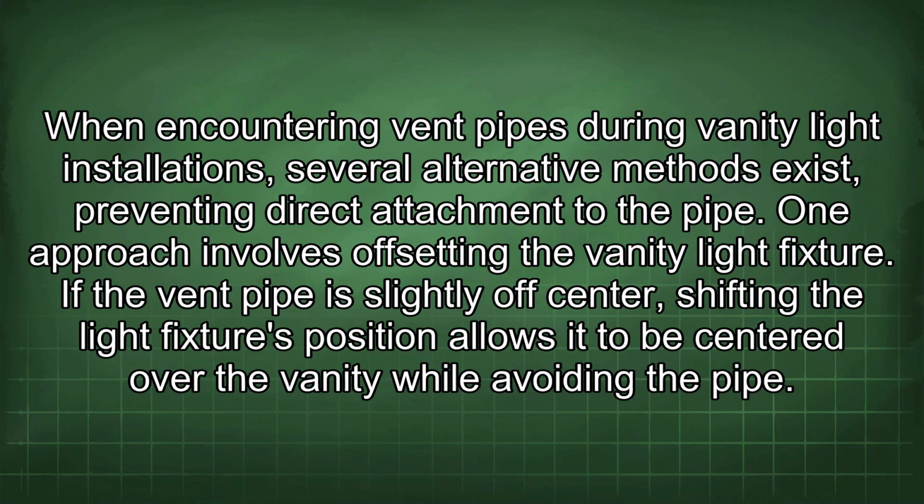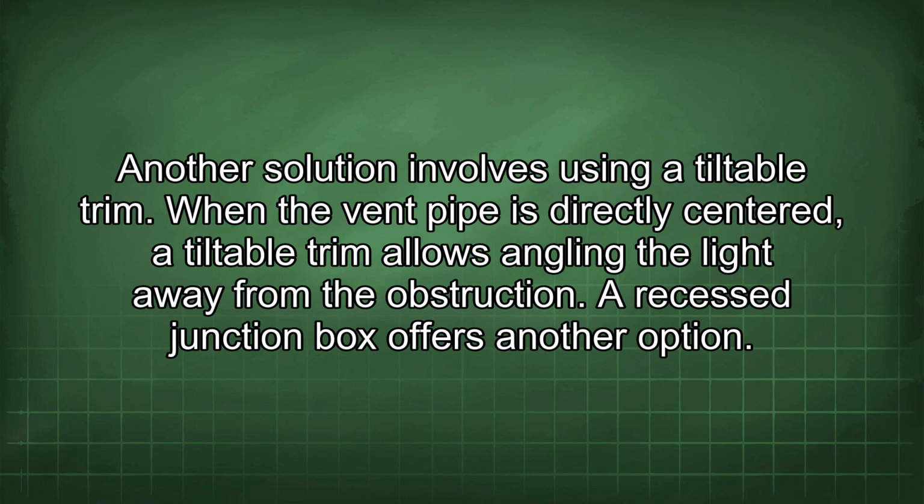When encountering vent pipes during vanity light installations, several alternative methods exist, preventing direct attachment to the pipe. One approach involves offsetting the vanity light fixture. If the vent pipe is slightly off-center, shifting the light fixture's position allows it to be centered over the vanity while avoiding the pipe. Another solution involves using a tiltable trim. When the vent pipe is directly centered, a tiltable trim allows angling the light away from the obstruction.